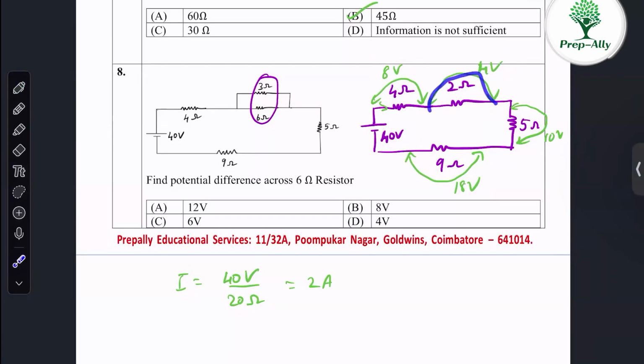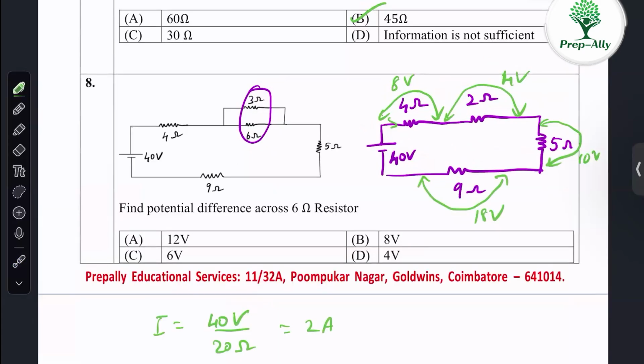Now whatever is the potential drop between these 2 points, the same will be the potential drop across the 6 ohm resistor. So this 4 volts is the potential drop across both the 6 ohms as well as the 3 ohms. Both are equal to 4 only because in parallel the potential drop is the same. That is the potential drop between these 2 points in the circuit.